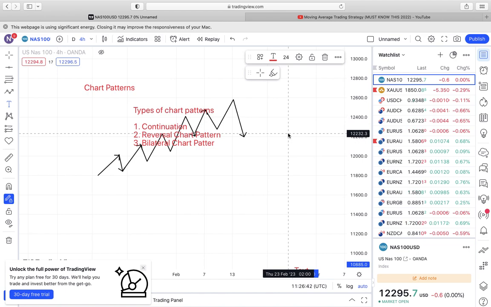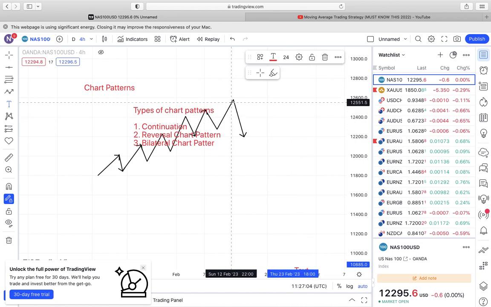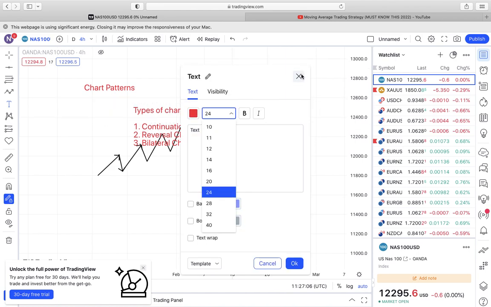Now, without wasting time, today we want to talk about only the continuation chart pattern. Then tomorrow we talk about the reversal chart pattern. Then the next time we talk about the bilateral chart pattern. Now, today let us start with the continuation chart pattern.